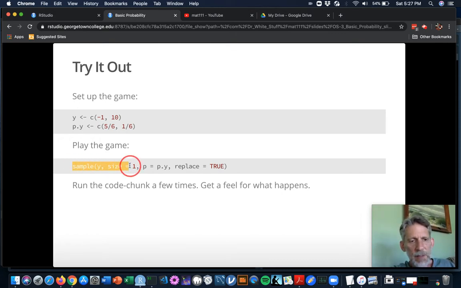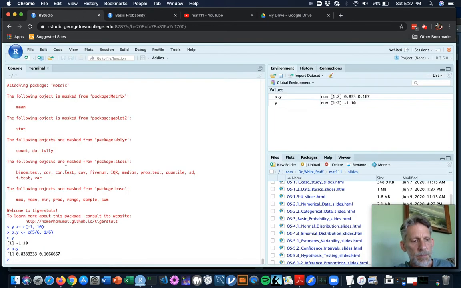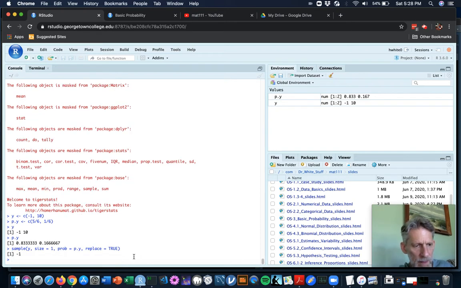So let's copy this code and give it a try over in RStudio. But before I run it, I'm just going to go ahead and fix it to say prob equals p.y. That's probably going to be fixed by the time you get to look at these slides. And now comes -1. I didn't roll the 6th spot. I rolled one of the other sides. I lost $1. Let me try it again.